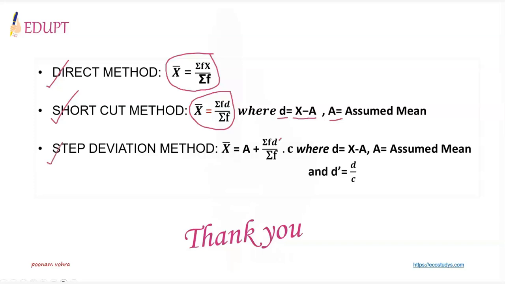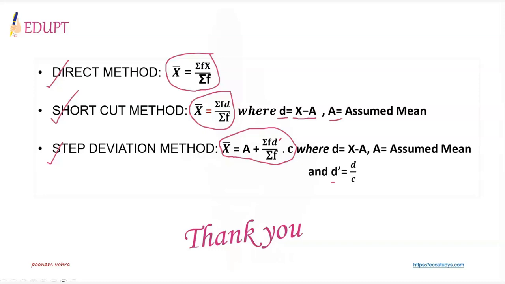Third method is step deviation method, where the formula is x bar is equal to a plus sigma fd dash by sigma f into c, where d dash is deviation by c and d is the deviations, that is x minus a, x the values and a the assumed mean, and c is the common factor. I hope you have understood all the three methods of finding arithmetic mean.